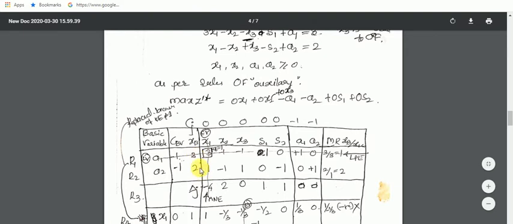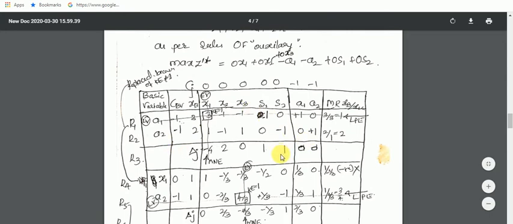Next, first constraint: 3, minus 1, minus 1. Please keep that in mind. Only x1 and x2 are in the objective function, but x3 is in the constraint, and we should consider that also among the variables. So the variables are x1, x2, x3, s1, s2, a1 and a2. The basic variables are a1 and a2. So with the first constraint and second constraint, we will form the table.